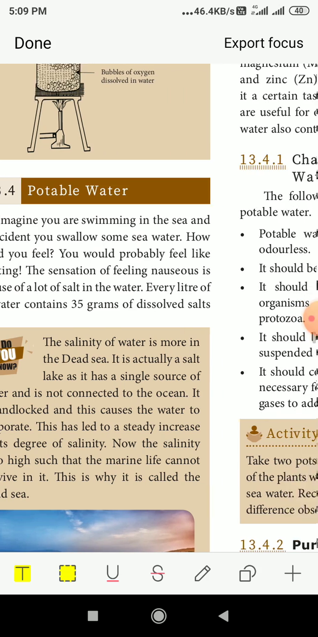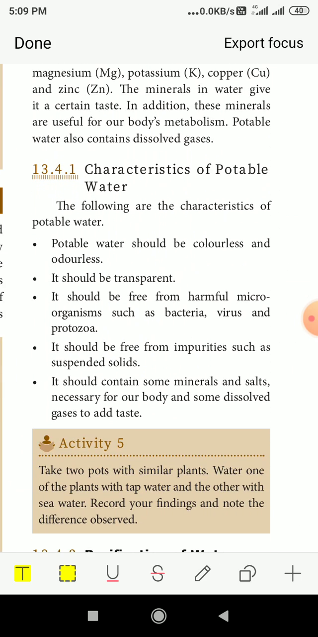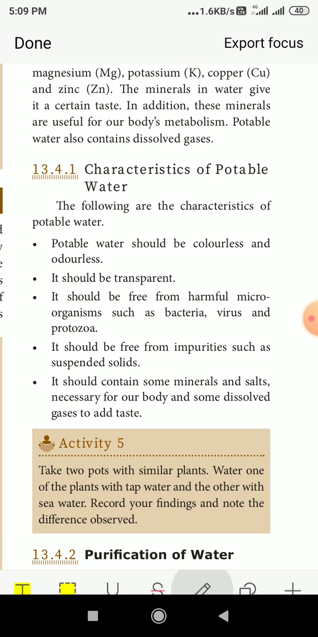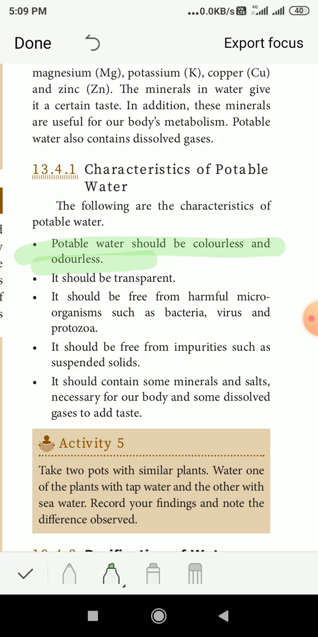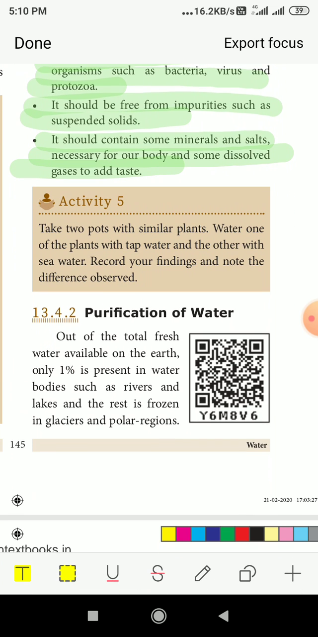Then comes, what are the characteristics of potable water? The following are the characteristics of potable water. Potable water should be colorless and odorless. It should be transparent. It should be free from harmful microorganisms such as bacteria, viruses, and protozoa. It should be free from impurities such as suspended solids. It should contain some minerals and salts necessary for the body, and some dissolved gases to add taste. So these are the important characteristics of potable water. Potable means the water used for drinking or for domestic purposes.